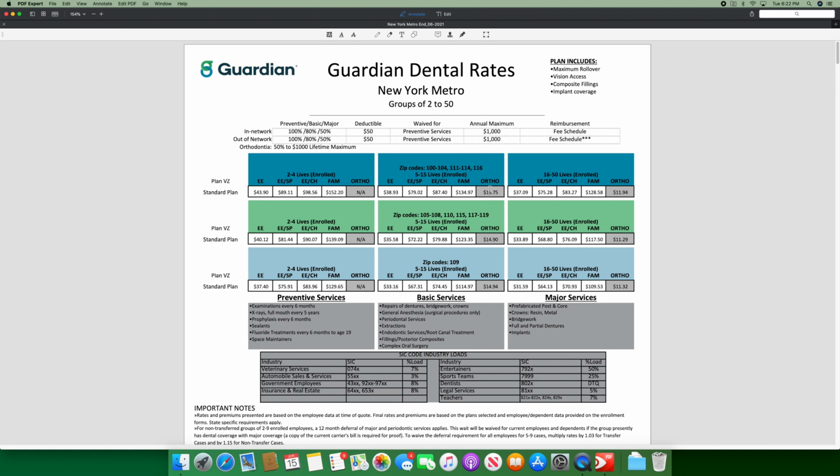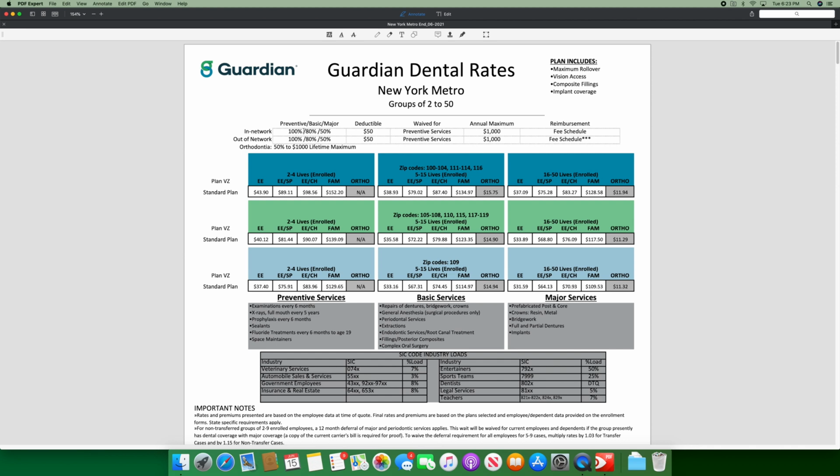So now that we got that, we're going to go down and check out the services that are offered or categorized by the insurance companies. So here we have preventative services. You can read all that on your own. Then we have the basic services, which is going to be repairs, extractions, things like that. And then we have our major services, which are prefabricated post and core, the crowns with the metal or resin, bridge work, implants is a big one nowadays. So these are the categories of the services. Then we're going to move up to here.